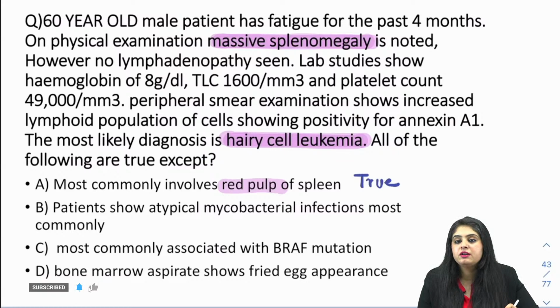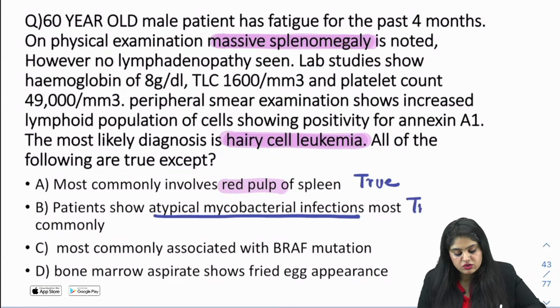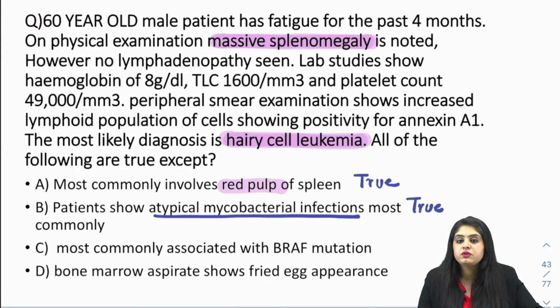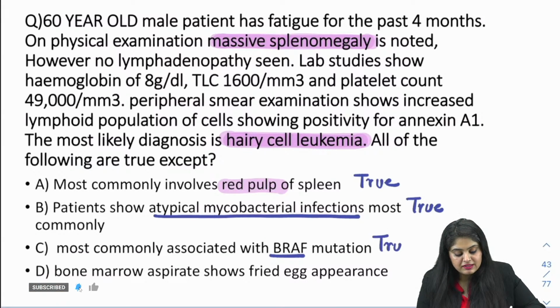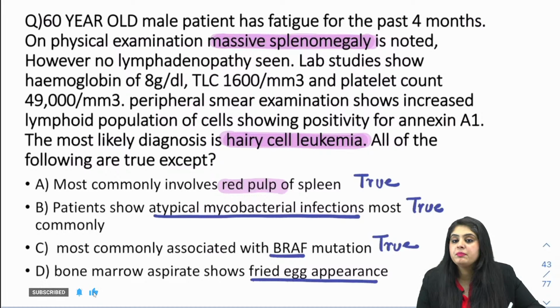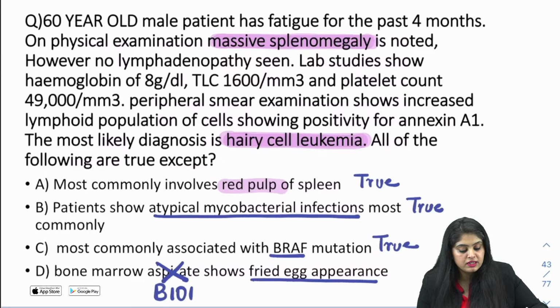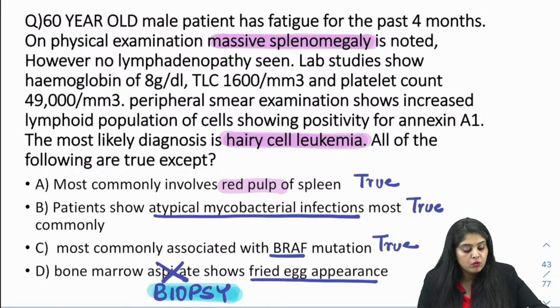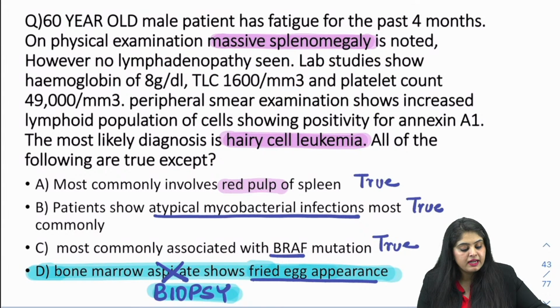Then did I tell you that red-haired boy is going to do a lot of show off with his MAC products? So he's going to have which kind of infections? He's going to have Mycobacterium avium complex, atypical mycobacterial infections. That is also true. Did I say that boy is a brat, a spoilt brat boy, he's not going to study, so is he going to show you BRAF mutations? Yes, that is also true. Does it show you fried egg appearance? That is true, but does it show you fried egg appearance on a bone marrow aspirate? That was the catch over here. I told you again and again, bone marrow aspirate is a dry tap. Bone marrow biopsy is going to show you the fried egg appearance.